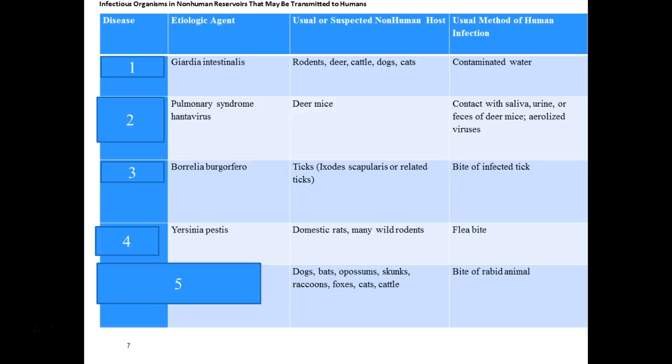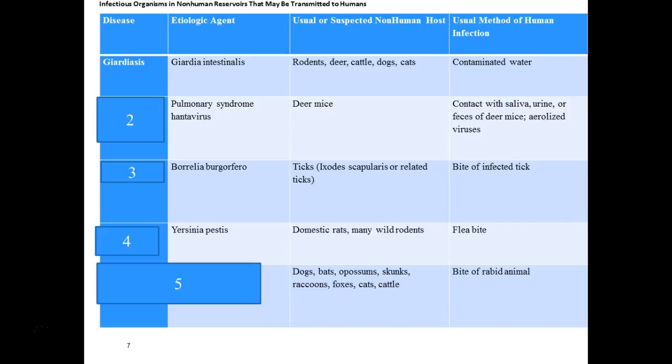So this one has two names, right? Immediately we're thinking, what type of organism? Bacteria, virus, or maybe something else. This one's actually a protozoa. It's a eukaryotic organism, right? And of course the name tells you what it is, right? Giardiasis.